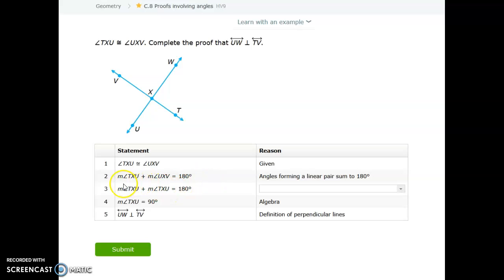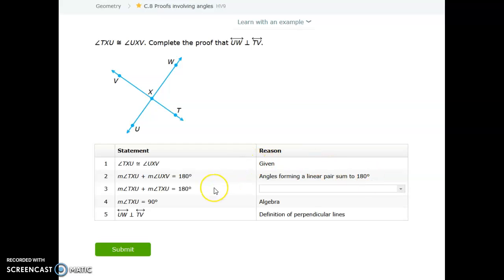The next one says the measure of angle TXU plus the measure of angle UXV equals 180 degrees. Why do we know that? We know that because these two angles form a straight line. These two angles are linear pairs. We can see that in the picture right here. So that's the reason that we're going to write: angles forming a linear pair sum to 180 degrees.